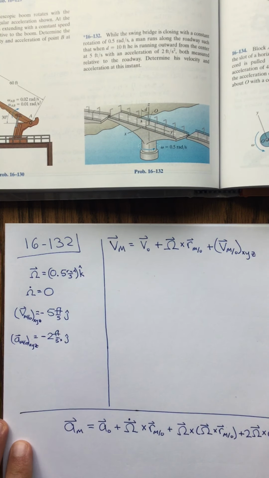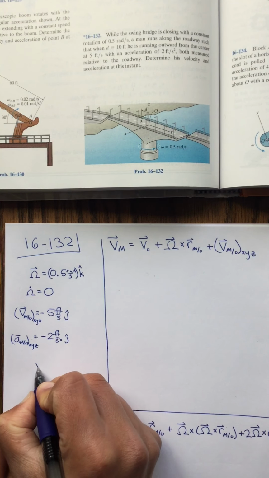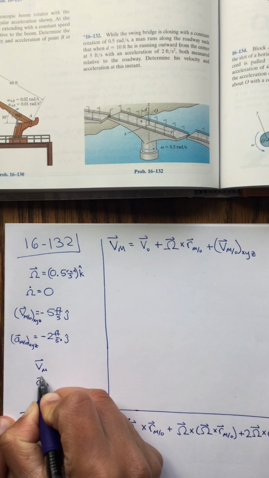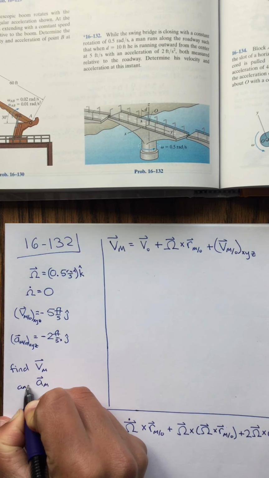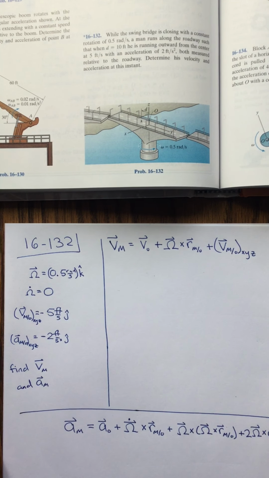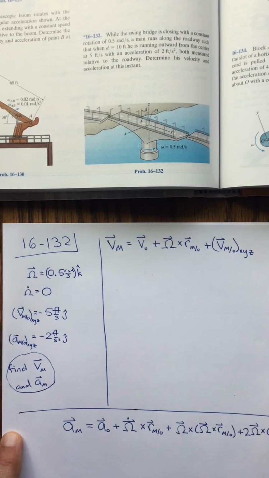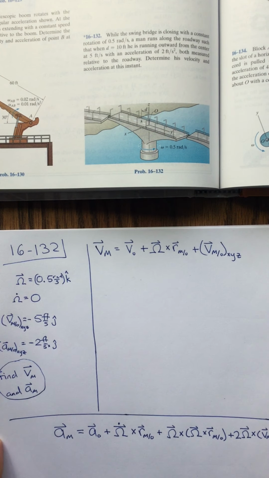Okay, now let's see, both measured relative to the roadway, determine his velocity and acceleration. So we want the velocity of the man and the acceleration of the man as measured by someone who's not on the drawbridge. So maybe someone's standing on the shore. We want to know what they say the velocity of the man is. Okay, so let's see if we can start plugging things into our equation here.